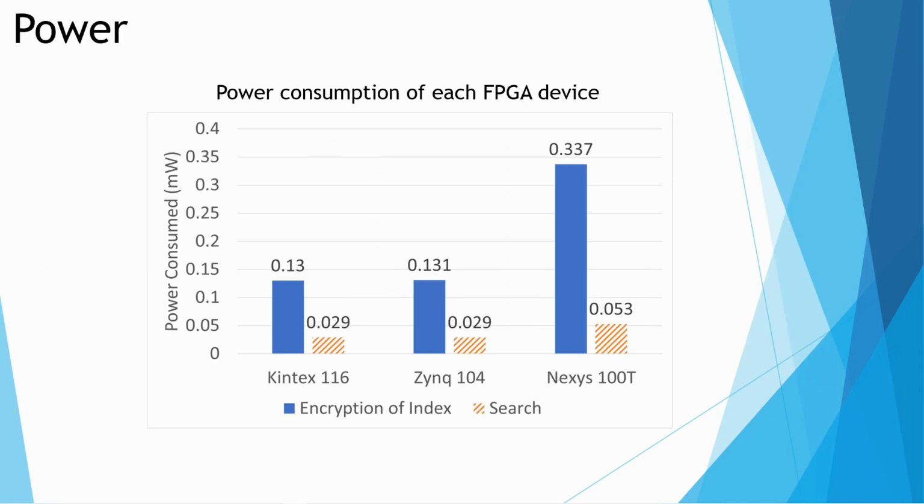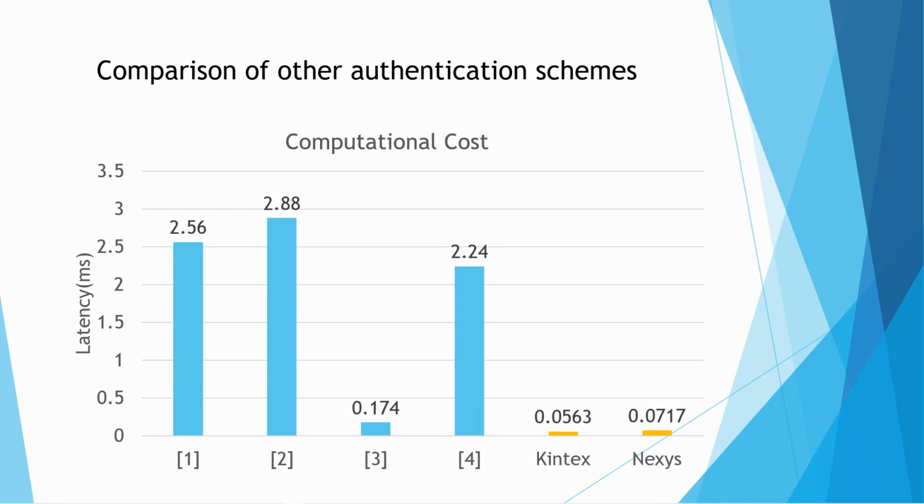Then moving on to power consumption for the encryption of the index as well as the index search. Since the index search uses a lot less resources and takes a lot less time, it uses a lot less power. Our next slide is a comparison of other authentication schemes to our own. This graph is latency compared to computational cost. As you can see, our high-end to low-end devices outperform other authentication schemes on the server side.